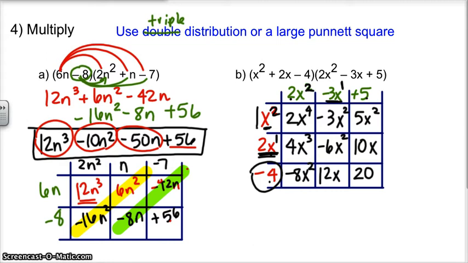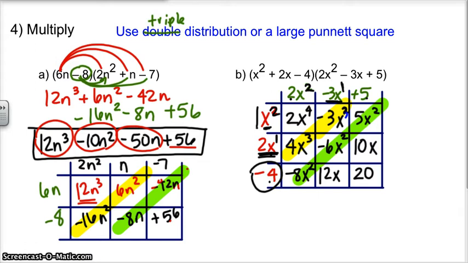Step back, admire your work for a second, and also notice where your like terms are. Our like terms in this Punnett square should be on the diagonal. Because of the 1 and because of the 2 over there, there should be the 3. So they should be on the diagonal.